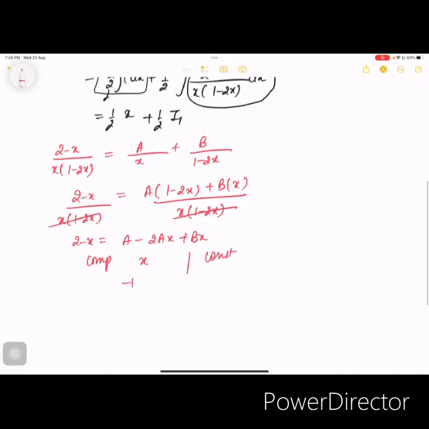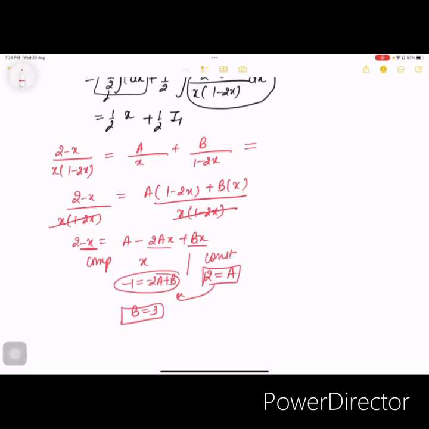X, the coefficient on left hand side is negative 1. On right hand side, x has negative 2a plus b. This is our first equation. Comparing constant part now, left hand side we have 2, right hand side we have a. So a is equal to 2, putting this we will get b is equal to 3. A is 2, b is 3, putting in this one: 2 upon x plus 3 upon 1 minus 2x.